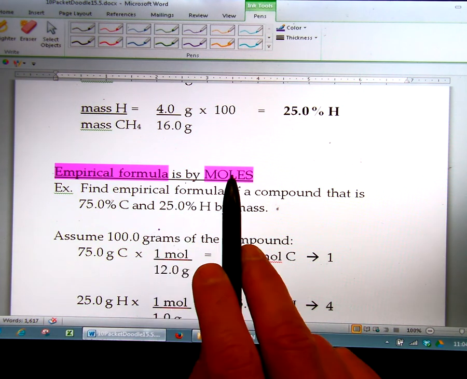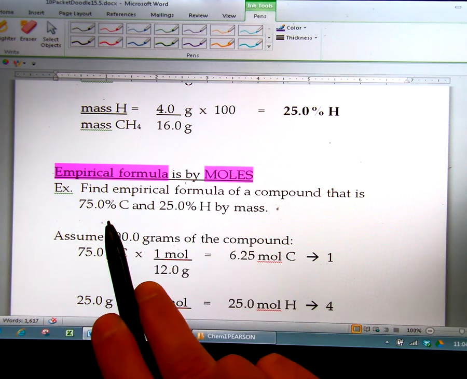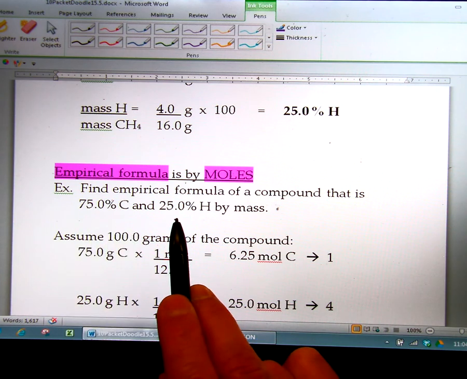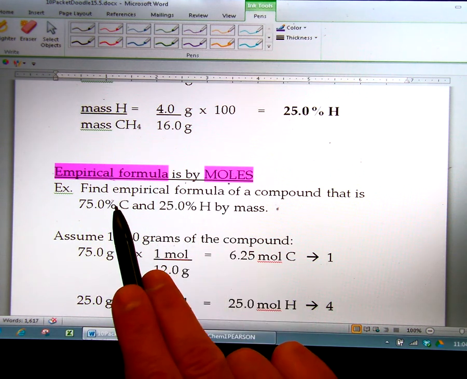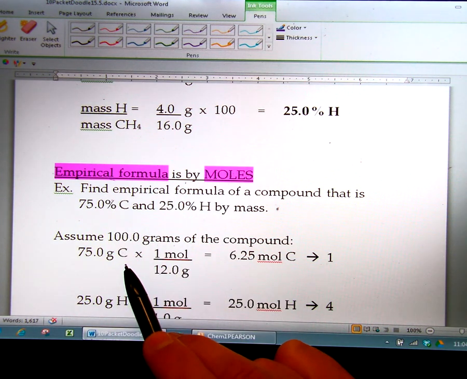To find that formula in moles, you're going to take the percents, which are grams, and convert them into moles. So one more time. If I'm giving you percents, I'm giving you grams. If I want a formula, I need moles. So I'm going to take my percents, which we're going to call grams, and change them into moles.